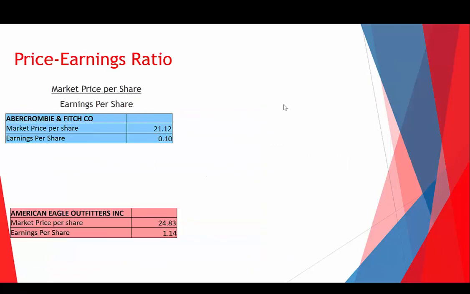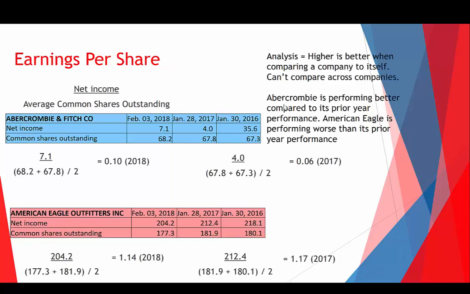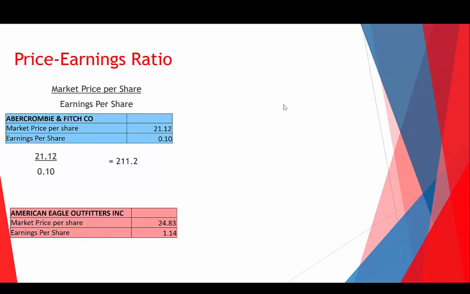Anyway, where we can use this in order to compare across companies a little bit more is the price earnings ratio. So what is the market price per share, the stock price per share, divided by earnings per share? So for Abercrombie, we looked up the market price per share, and it was $21.12. And again, on the previous slide, they made a dime per share. So in that situation, they have what's called a PE ratio of 211.